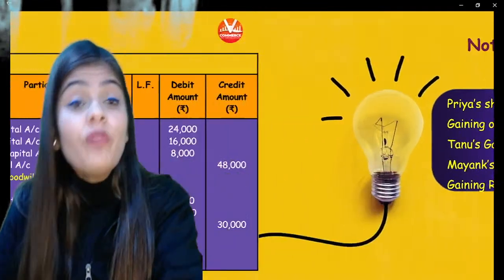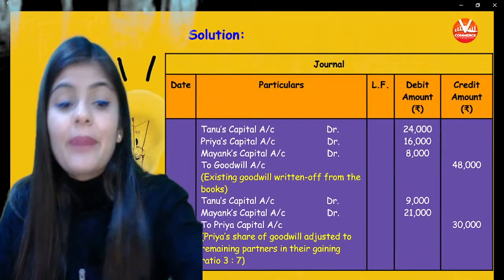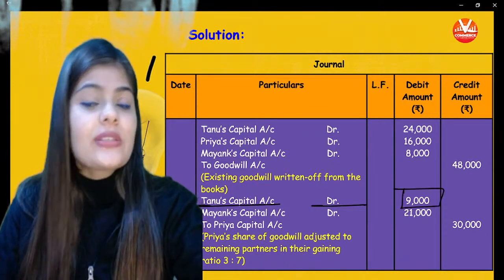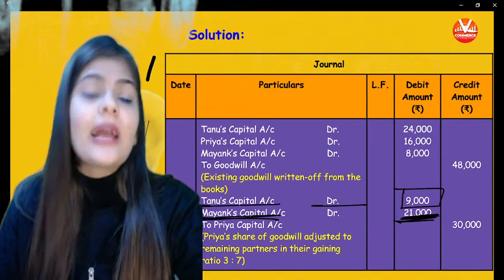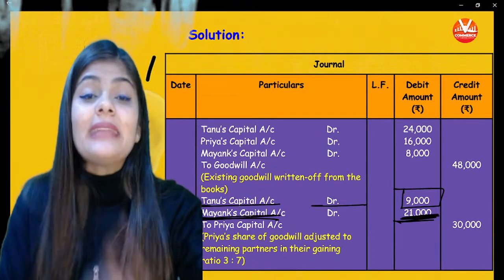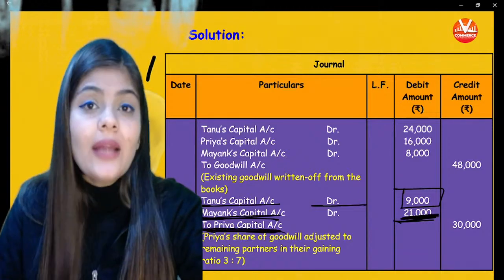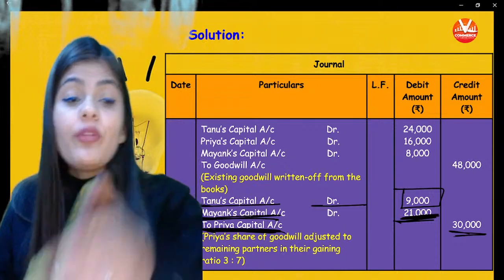So Tanu will be debited with 9,000. Tanu's capital account debit 9,000 and Mayank will be debited with 21,000. Tanu debit 9,000, Mayank debit 21,000, to Priya 30,000. This is the entry for goodwill of the firm.